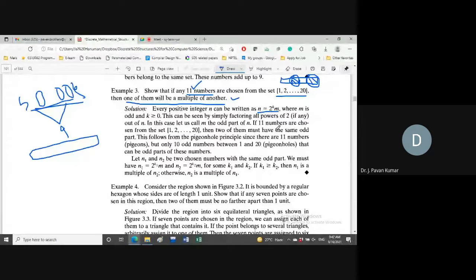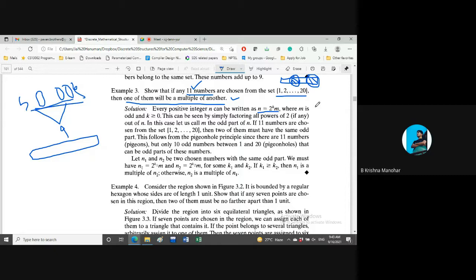Let us assume n is an even number. Can we write it or not? An even number is 2 into something, we can definitely write it. Yes or no? Any even number. Yes. Yes, Manohar.